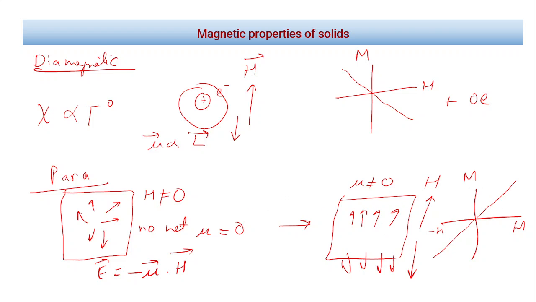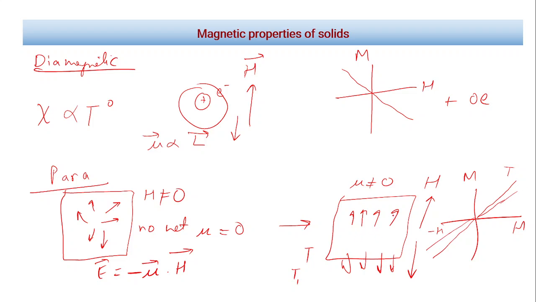If the temperature is more, the magnetization decreases. If this is the graph for paramagnetic material at some temperature T, and I increase the temperature to T1, then the behavior will stay the same, but the slope will be less.